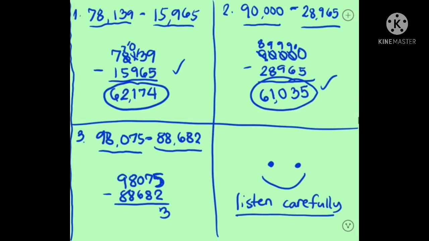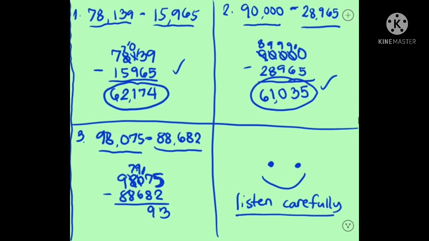Yes, from 8, not from 0. Okay, so 8 will become 7. 0 will become 9. And then 7 will become 17. Correct? Okay, so we have here 17 minus 8. 9. Very good.